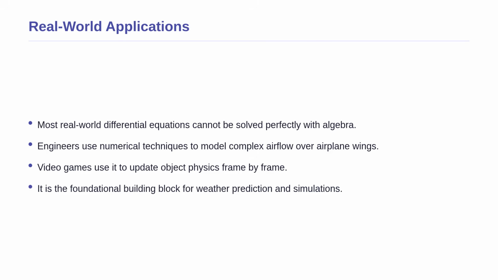So, we have proven where the formula comes from. But why is it so important? Euler's method is incredibly valuable because most differential equations in the real world cannot be solved perfectly with algebra. When engineers design airplane wings, they use complex equations to model airflow that are impossible to solve by hand. Video games use these exact principles to calculate the physics of moving objects, updating their positions frame by frame based on speed and direction. While modern computers use more advanced versions, Euler's method remains the foundational building block for all numerical simulations, from weather prediction to space flight.